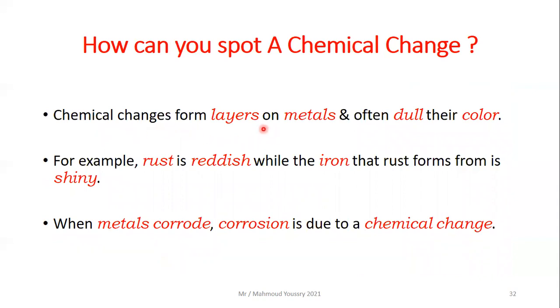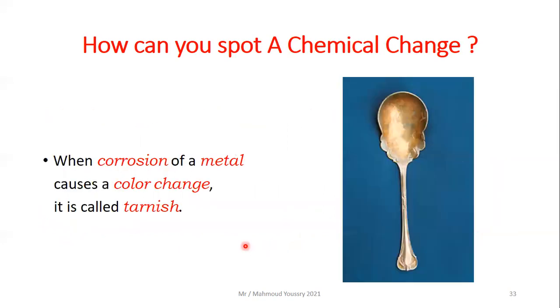Chemical changes form layers on metals and often dull their color. So we are talking about rust, yes. For example, rust is reddish while the iron that the rust forms from is shiny. Can you see the difference in color? When metals corrode, corrosion is due to a chemical change. When corrosion of a metal causes a color change, this is called tarnish.